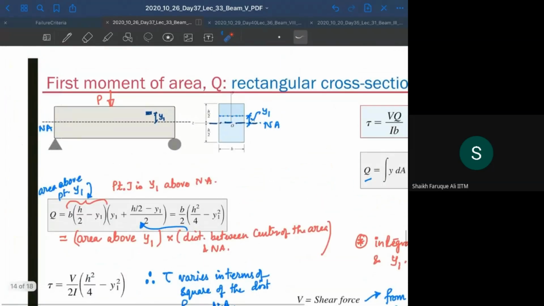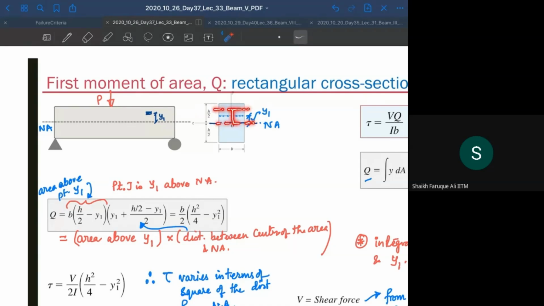We can also do this in a different way. What is the area? You have to find the first moment of area, right? So what is the area in this section? This portion is h by 2 minus y1, multiplied by the width b. That's your area. I have to take the first moment of area, so I have to look at where the center of the area is and then take a moment with respect to my neutral axis.